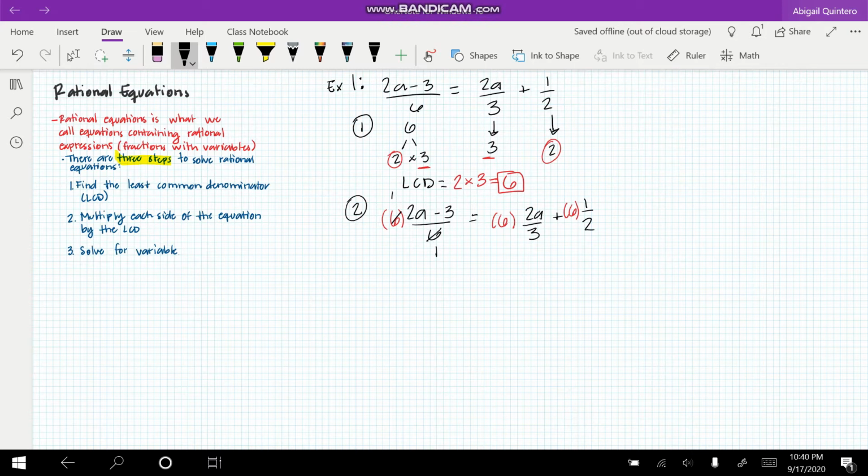Now let's go ahead and talk about 6 and 3. They're both divisible by 3, so 6 divided by 3 is 2, and 3 divided by 3 is 1. And then 6 and 2 are also divisible by 2, right? So 6 divided by 2 is 3, and 2 divided by 2 is 1. So then we are left with 1 times 2a minus 3. I'm not even going to bother to put the 1 in the bottom because I know that 2a minus 3 divided by 1 is still 2a minus 3. And let's remember that a fraction means division, right?